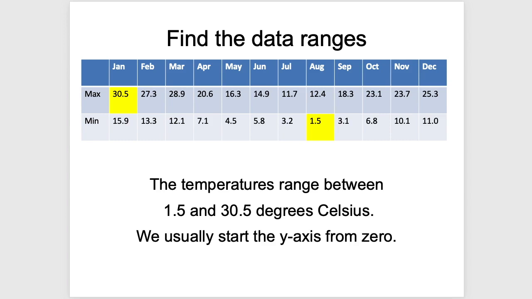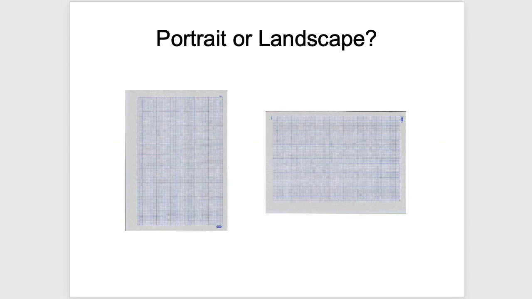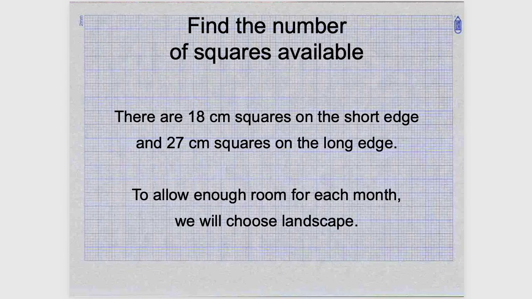For the paper we're using, graph paper can be oriented in portrait or landscape. To decide which you're going to use, consider the number of squares available. This graph paper has 18 centimetres along the short edge and 27 centimetres along the long edge. To allow enough room for each month, we're going to choose landscape. And we want to use the whole page, not just draw a tiny graph in one corner.